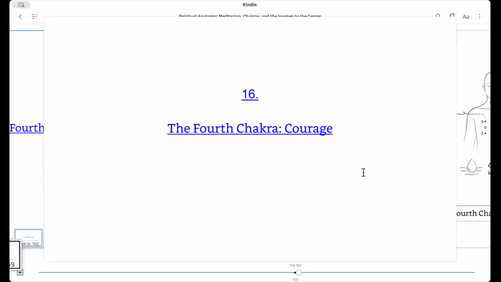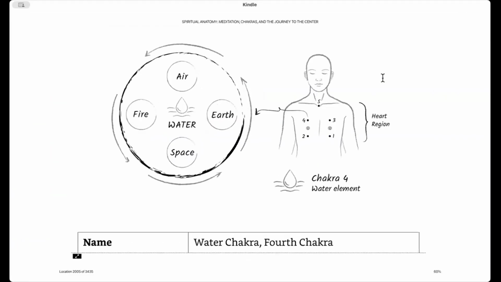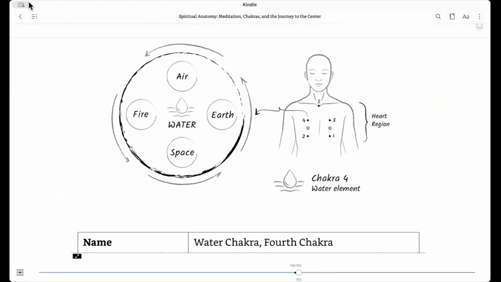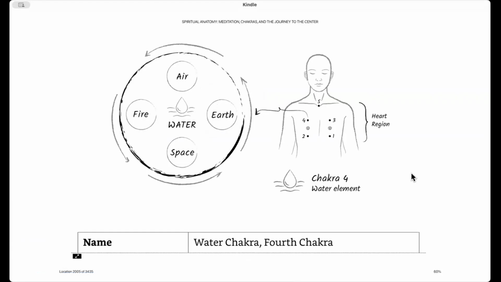All right, the fourth chakra. So again, the fourth chakra is known as the water element. So now you can imagine all the characteristics of the water, correct?